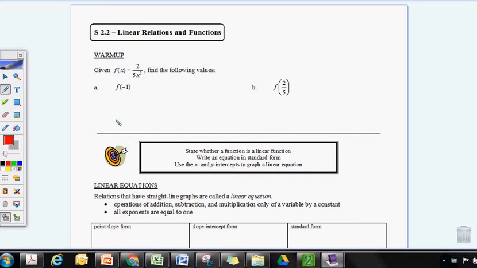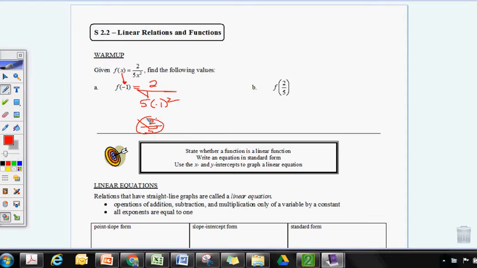Your function notation. Stop the video. Okay, so let's make sure that you remember your function notation. So all that's saying is instead of having an x, you're replacing it with a -1. So this becomes 2 over 5 times -1 squared, which is 2 over 5.